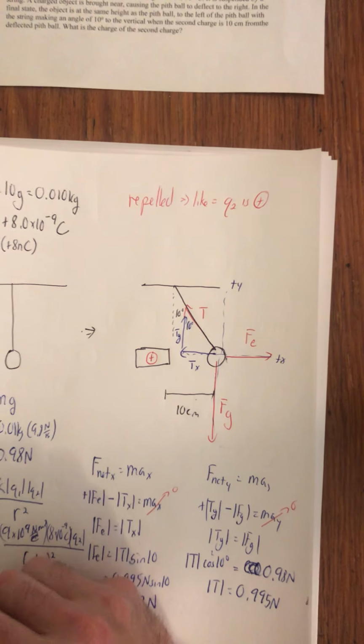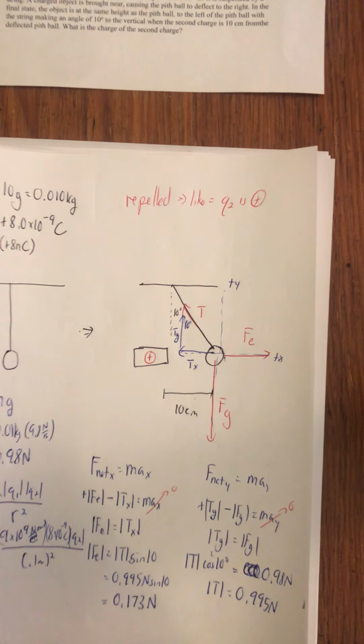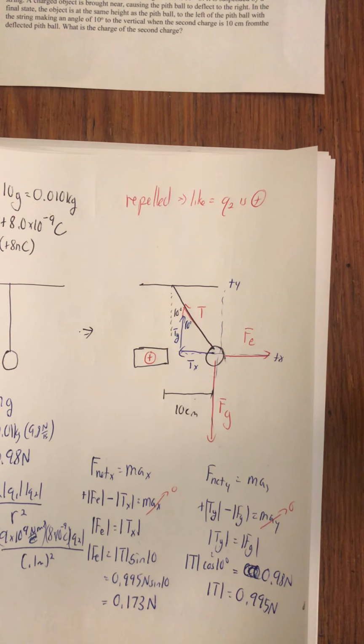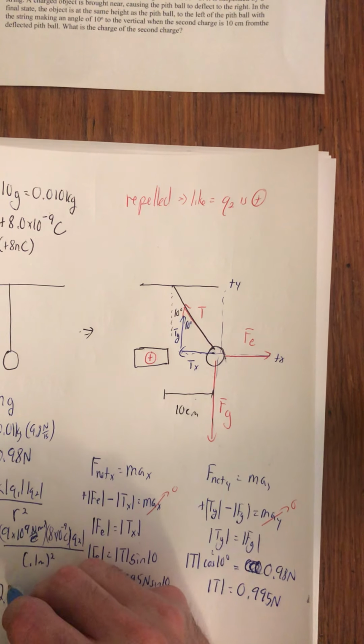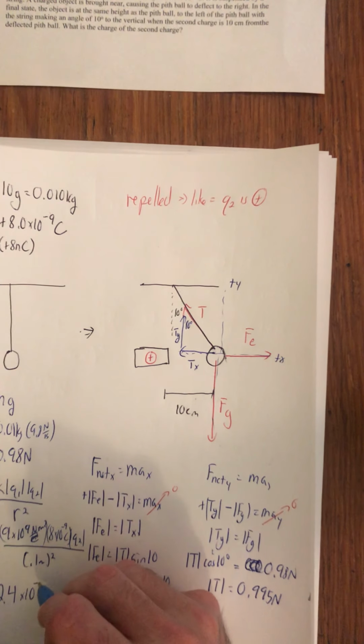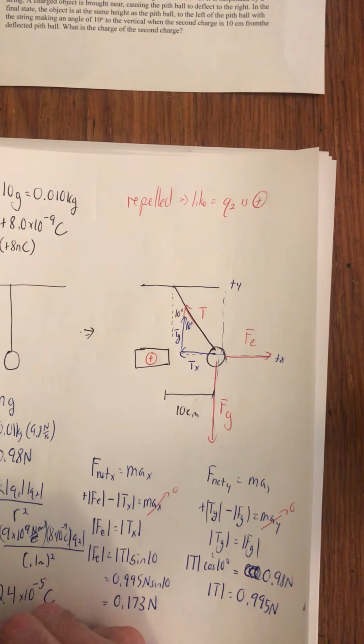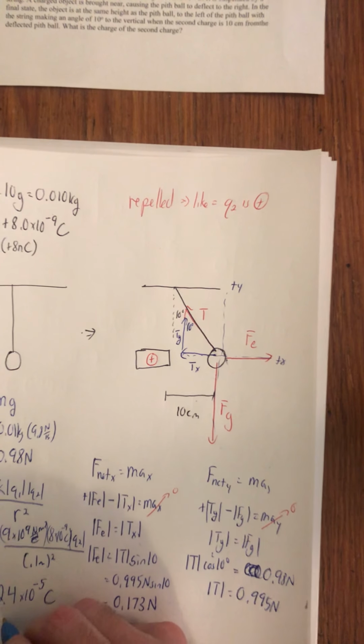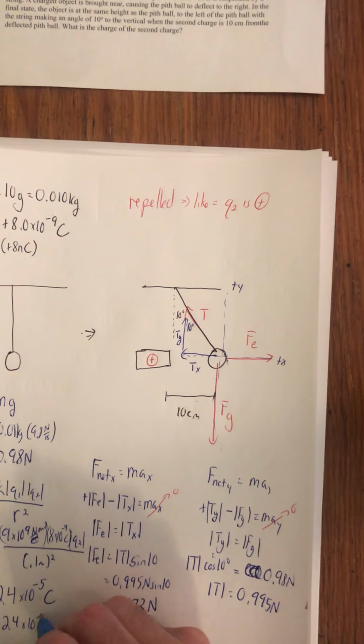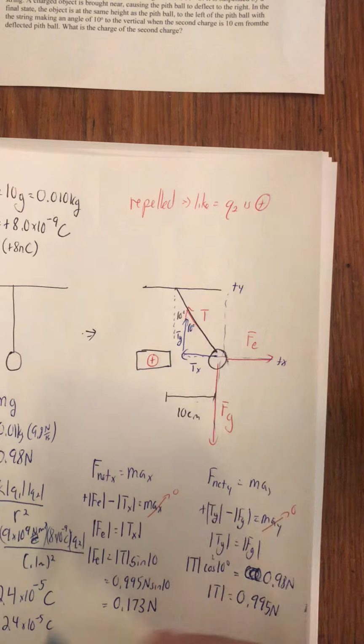Now I can solve this for the magnitude of Q2. So that times 0.1 squared divided by 9 times 10 to the 9th divided by 8 times 10 to the negative 9th. And I find out that Q2 is 2.4 times 10 to the negative 5th coulombs. And therefore I know Q2 is a positive 2.4 times 10 to the negative 5th coulombs, excuse me.